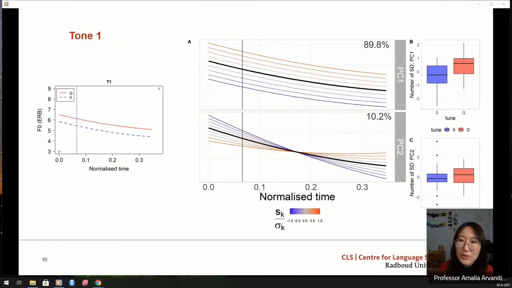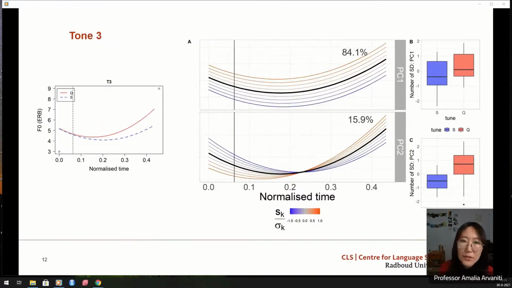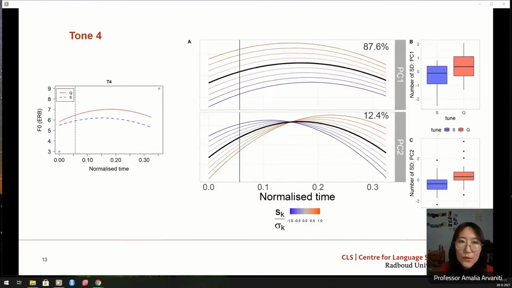And PC2 is showing a shape difference towards the end. So the questions don't fall as much as the statements. The rest of the tones are pretty similar. For rising tones, it's also showing a higher register for the questions and also a much higher rise than the statement rise. Tone 3 is very similar to tone 2. Tone 4 has very similar results as tone 1.